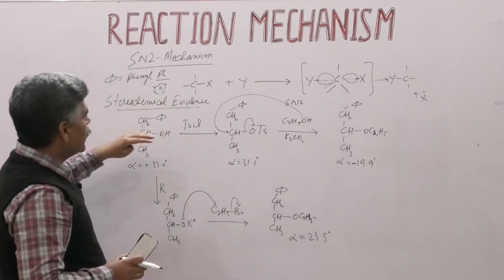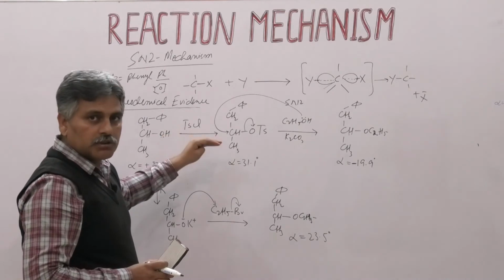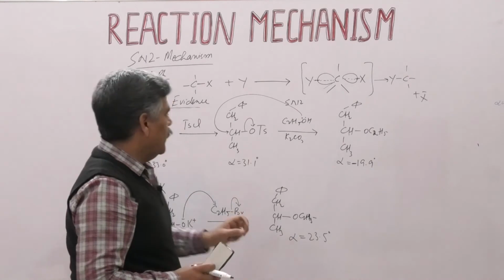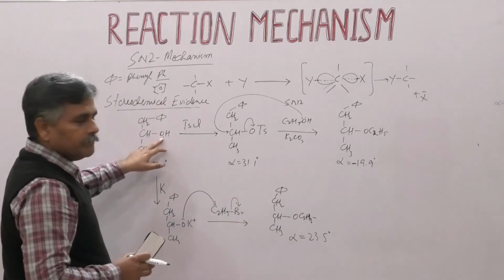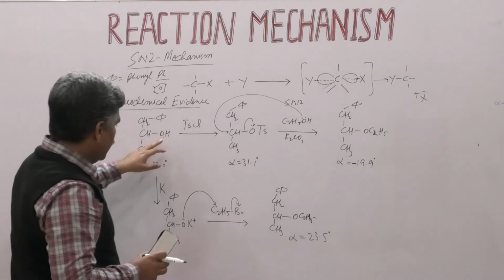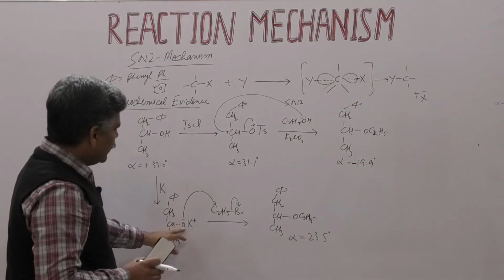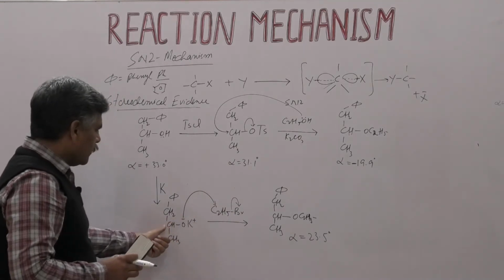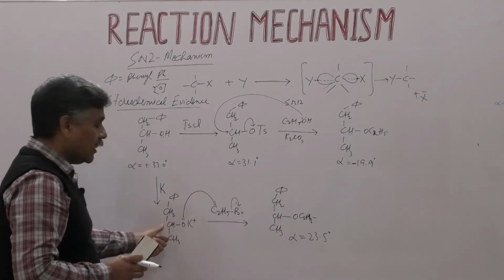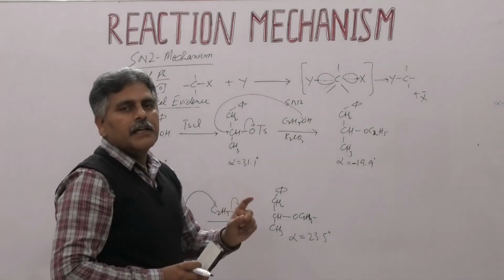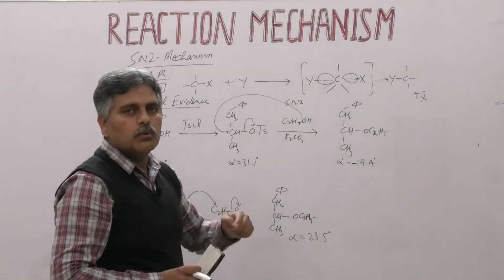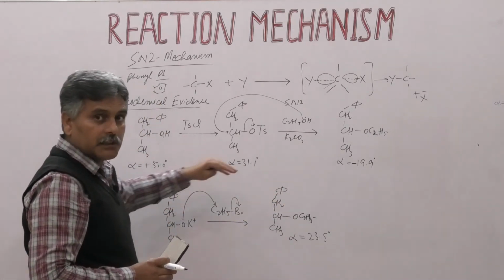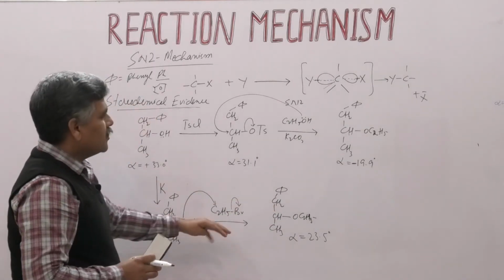If the attacking nucleophile attacks at the chiral carbon from the opposite side of the leaving group, then there is inversion of configuration. On the other hand, if any other group, like oxygen in this case, acts as a nucleophile and attacks any carbon, then the chirality, the optical rotation of this carbon, is not changed. I mean, it is not converted into another enantiomer. Dextro is not converted into levo, or levo is not converted into dextro. This is the retention of configuration.